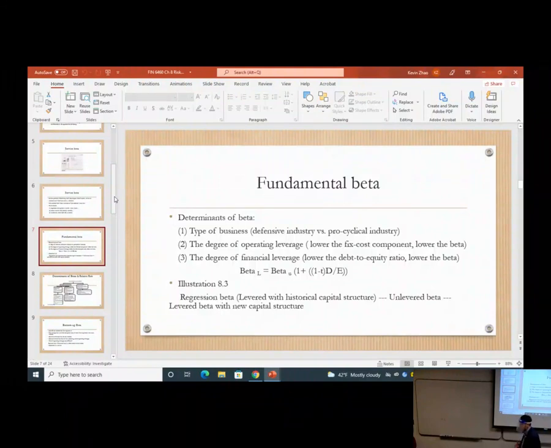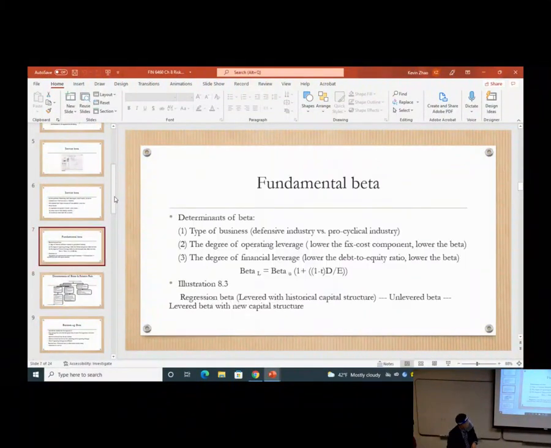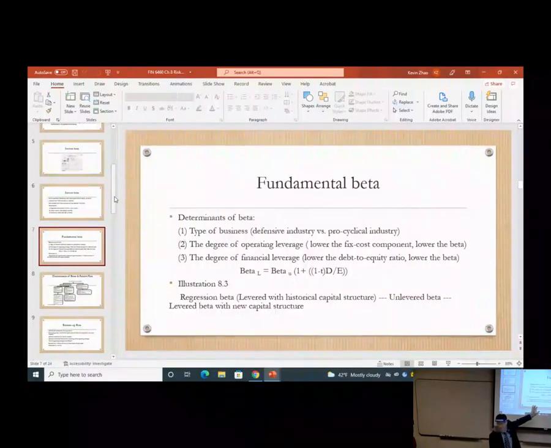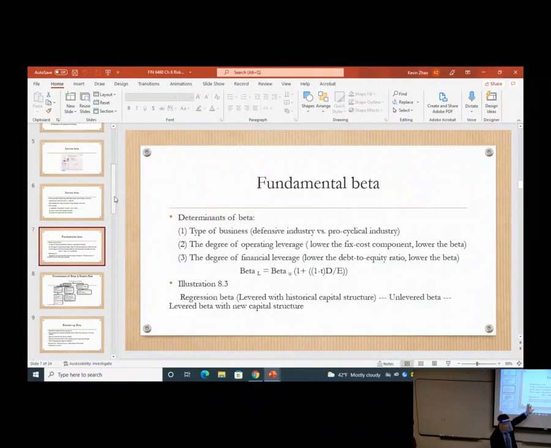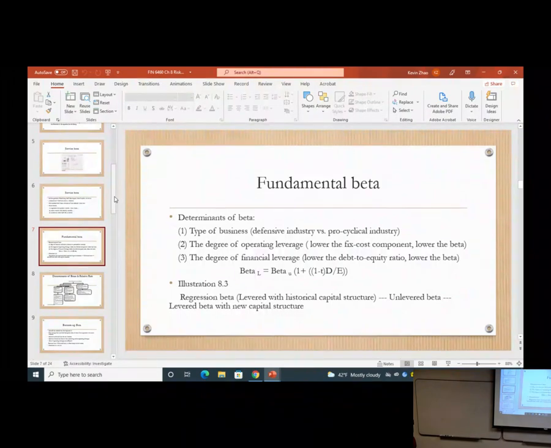So there are 3 sources of risk. Those are determinants of beta, determinants of risk in a company. 3 different types of things. The first one is the nature of the business. If it's a cyclical business versus a defensive business: if it's a cyclical business, then it should be more risky. If it's a defensive business, it should be less risky.